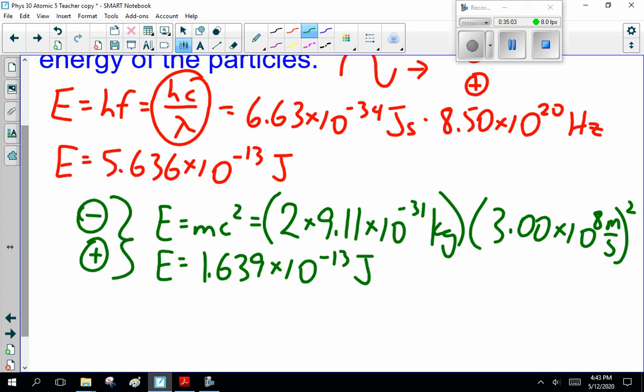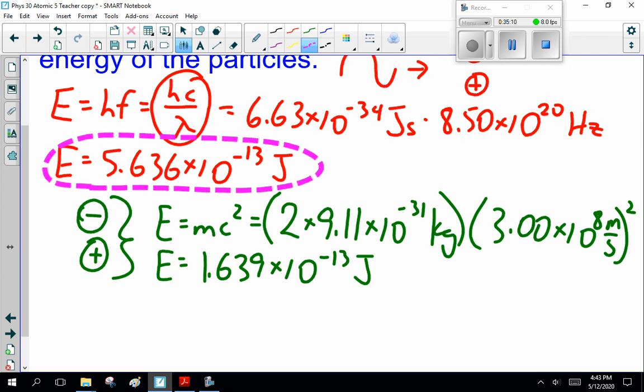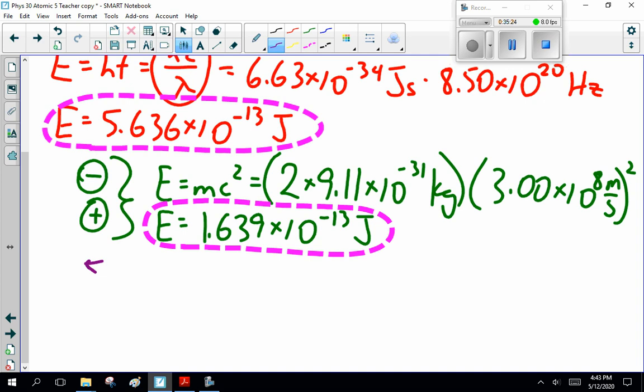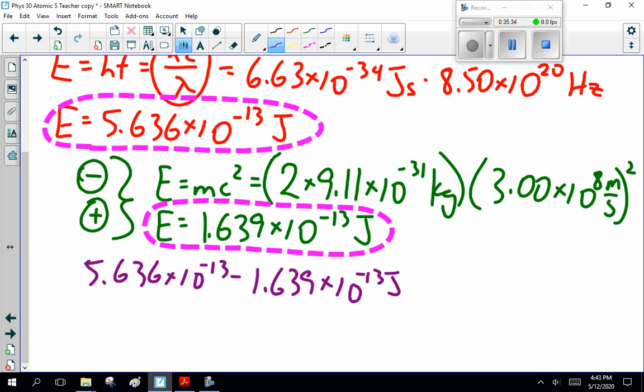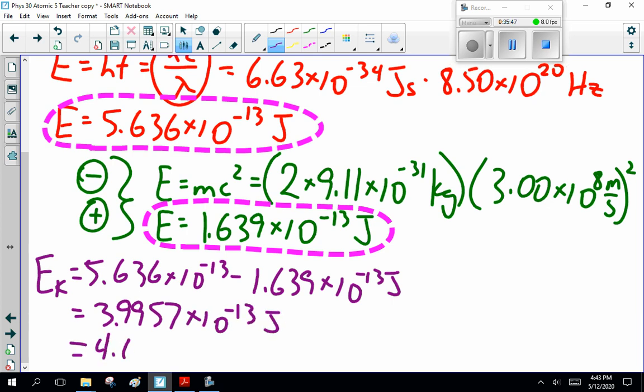Now, note here, how much energy did we start with? 5.636 times 10 to the minus 13. How much energy was used to create the mass, or the mass defect? 1.639 times 10 to the minus 13 joules. What's left over? That's a very good question. 5.636 times 10 to the minus 13 minus 1.639 times 10 to the minus 13 of a joule. So the energy left over, or the kinetic energy, is 3.9957, which rounds off to 4.00 times 10 to the minus 13 of a joule.